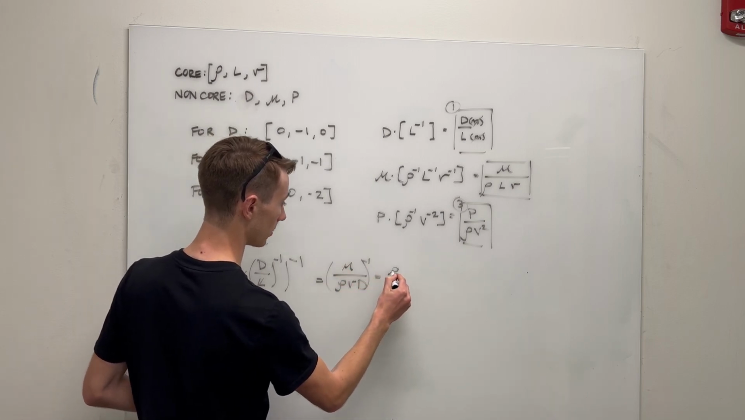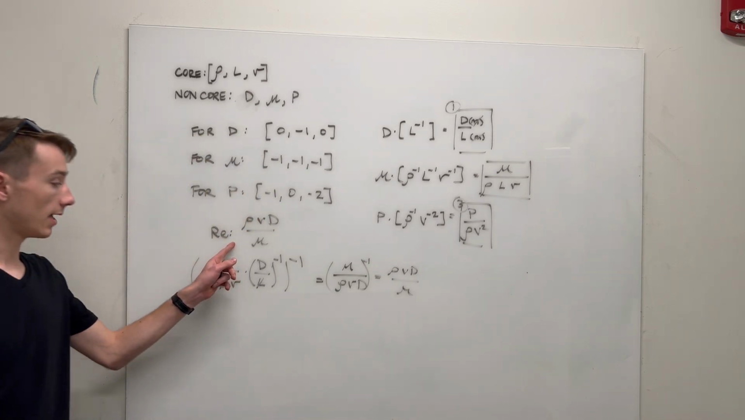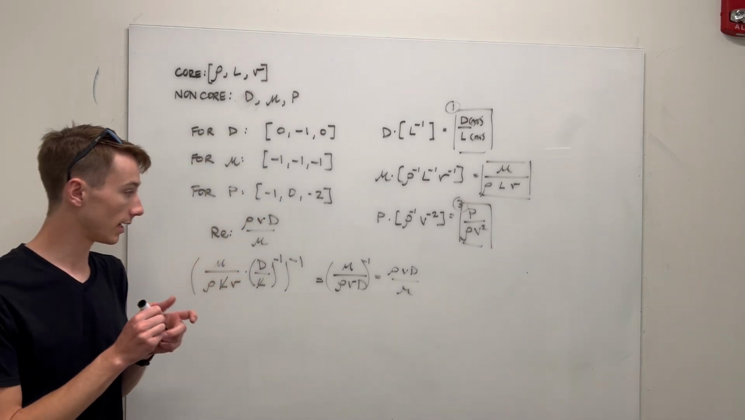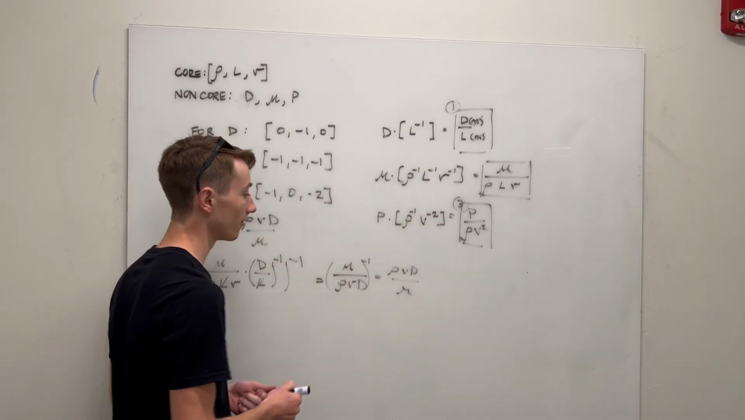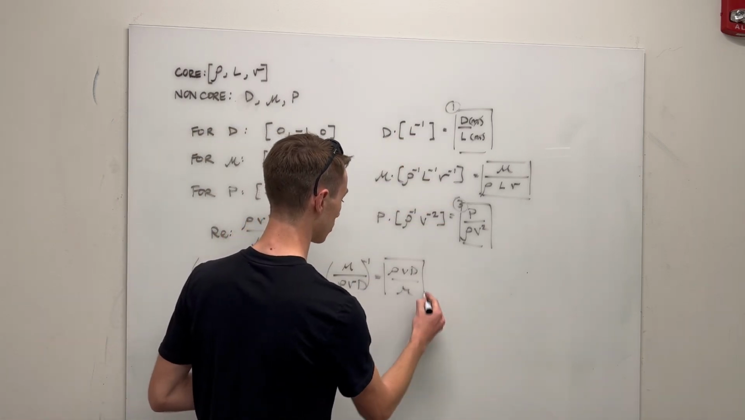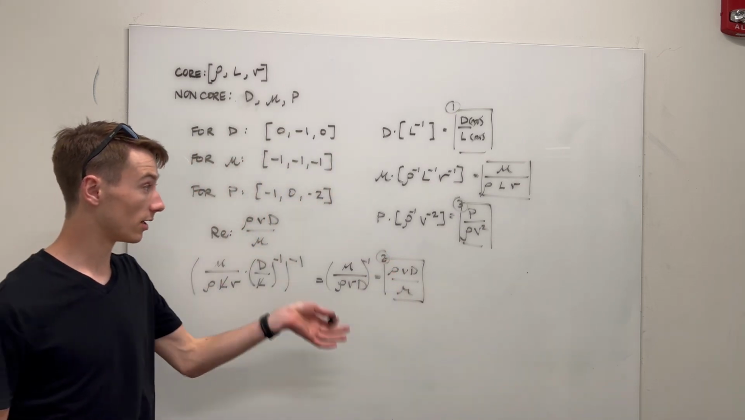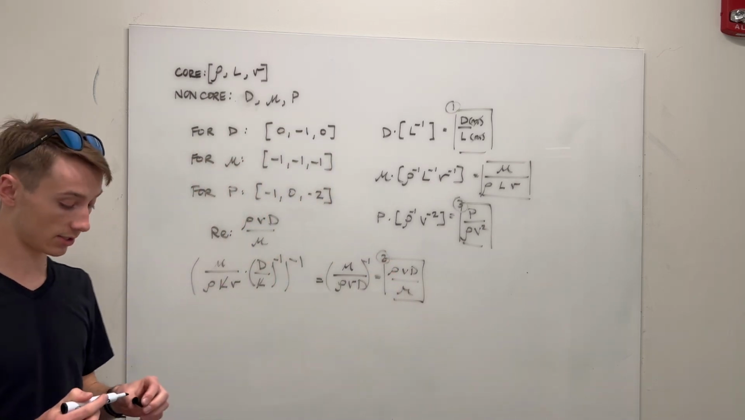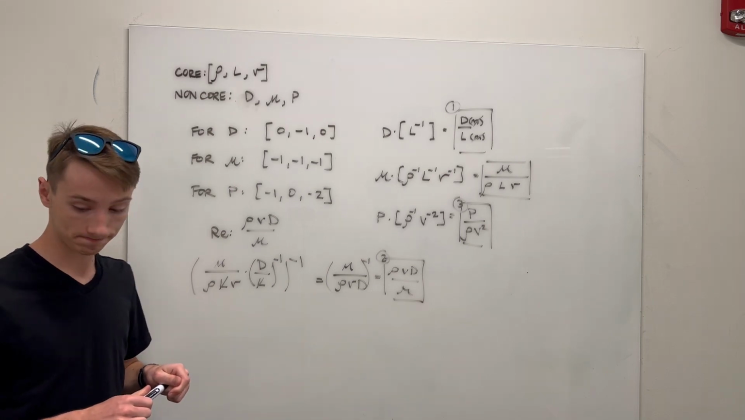And that just equals rho v d over mu, and that's the Reynolds number. And so we get another dimensionless group as a linear combination of our first dimensionless groups that we came up with, the core variables we found. So you can do this as many times as you want in any combination you want, and you'll always get a dimensionless group. So these are our 3 dimensionless groups.